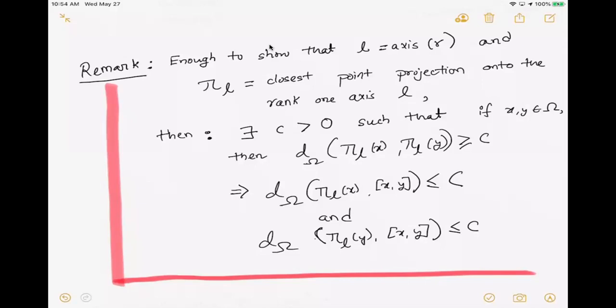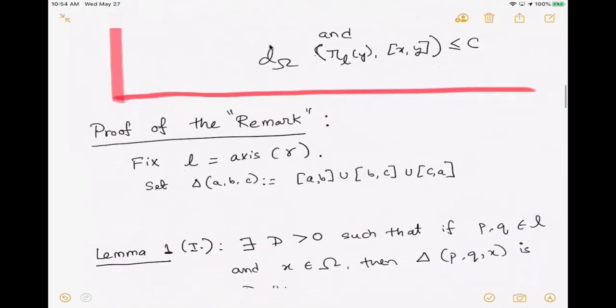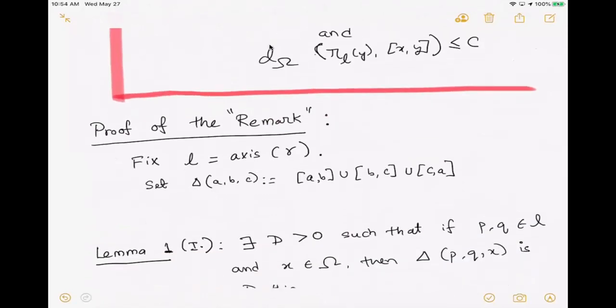I will now try to sketch the proof of this remark. For the rest of this proof, we will assume that L always denotes the axis of the rank 1 automorphism gamma. We also set up this notation that delta ABC will always denote the projective geodesic triangle whose vertices are the points A, B, and C in Omega.